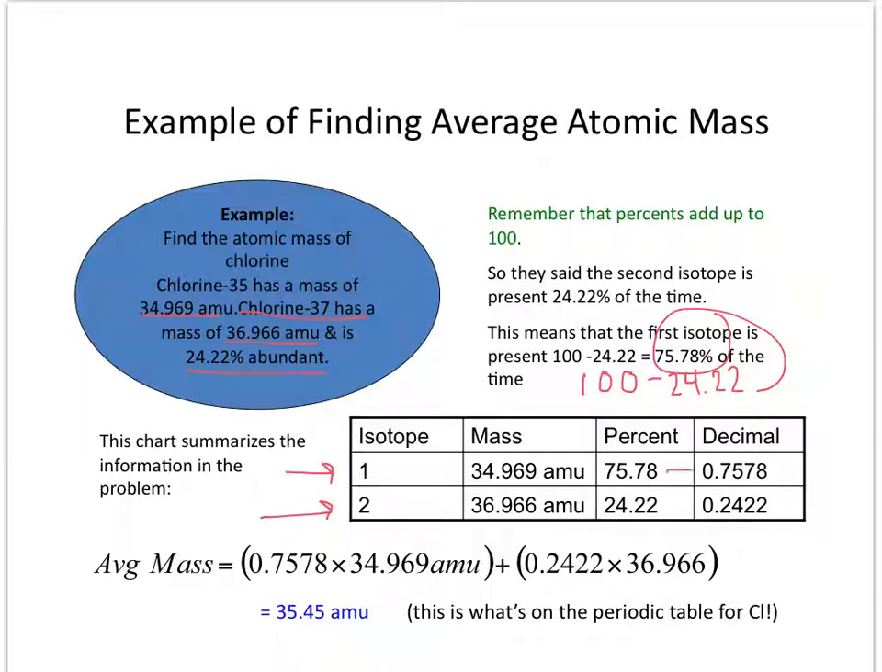I'm going to change those to decimal form, and then I'm just going to use the equation: the sum of the product of the decimal form of the percent times the mass of each isotope. And when you do that, we don't want to round until the end. You'll end up getting 35.45 AMUs, and that's exactly what's on the periodic table for chlorine. We generally take our sig figs to at least the hundredths place, maybe even the thousandths place for average atomic mass.